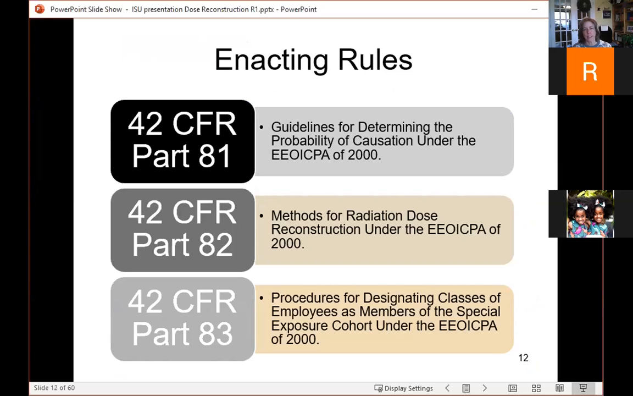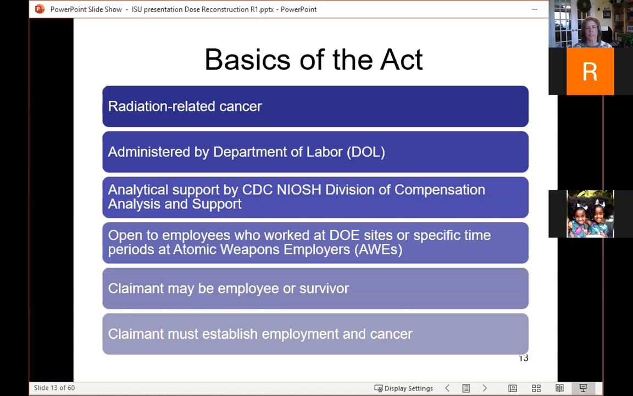So there were 3 rules that were enacted that give the guidelines for how we do things under this program. So the very basics of the act is that the individual has to have a radiation-related cancer. The program is administered by the Department of Labor. They have experience dealing with worker compensation programs, and so they were determined to be the best ones to administer the program. The analytical support falls under the CDC, NIOSH, Division of Compensation Analysis and Support. And that's who we are contracted to do work for.